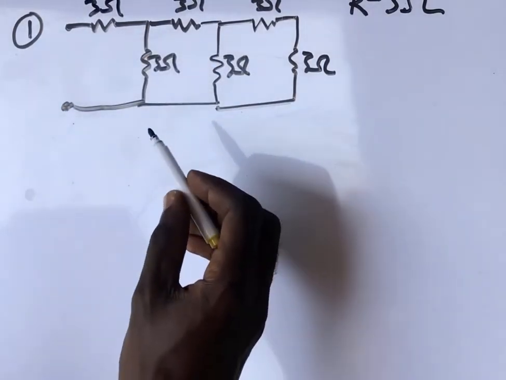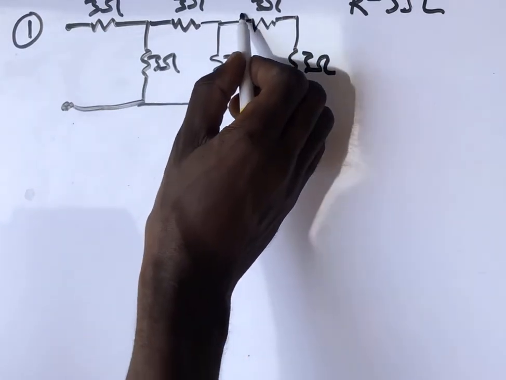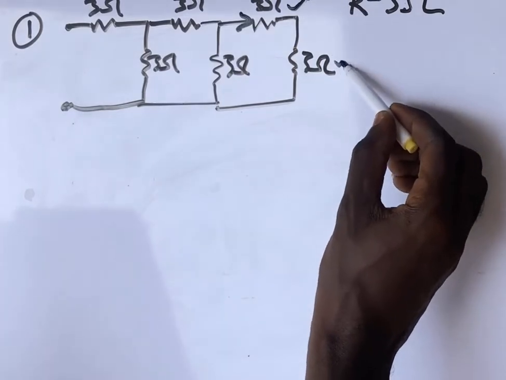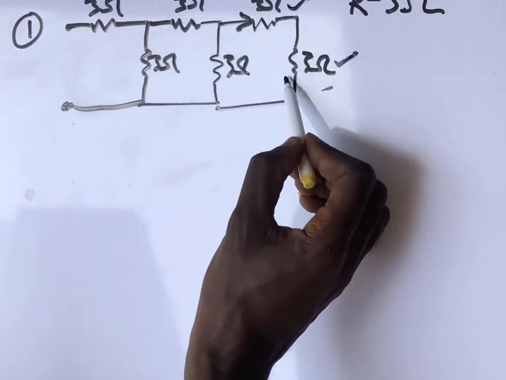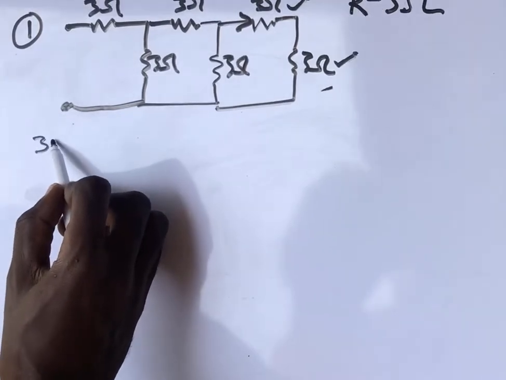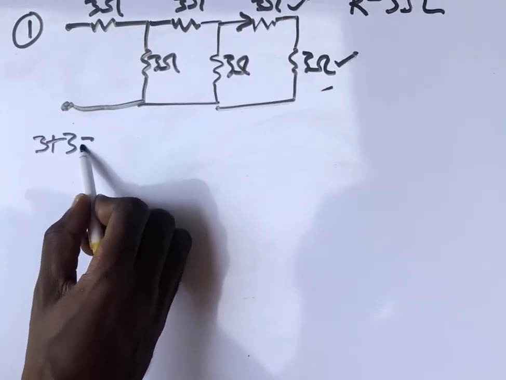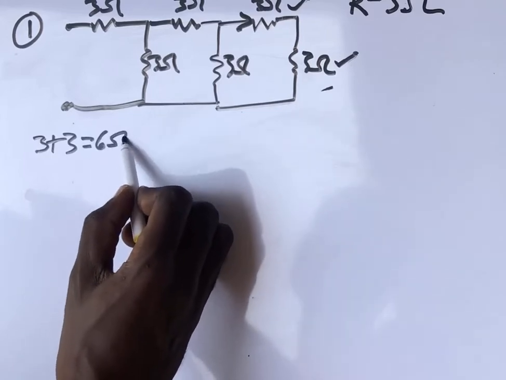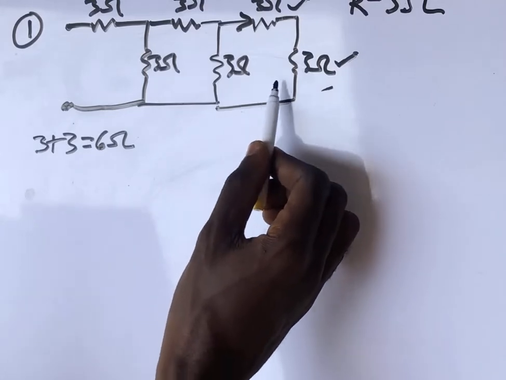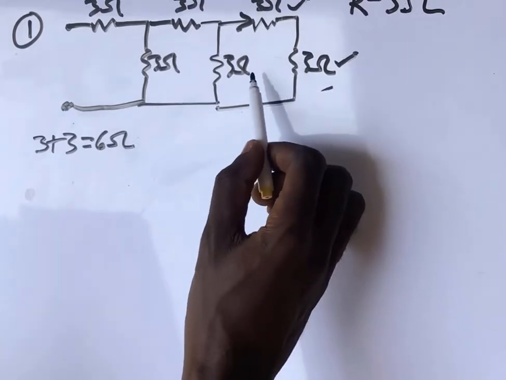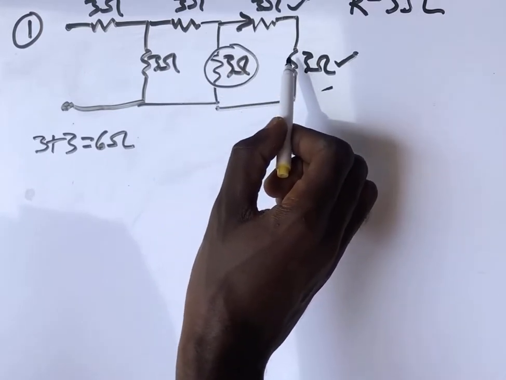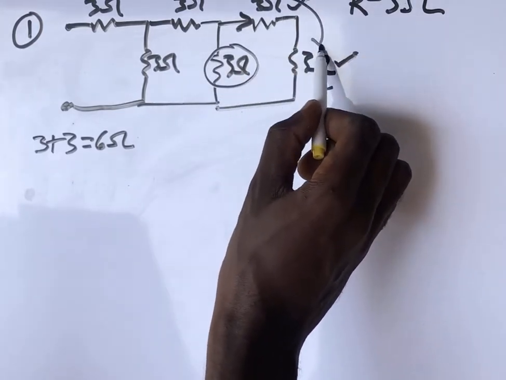You will notice that this 3 ohm is in series with this one, because the same current will pass through. So we have 3 plus 3, and that will give us 6 ohm. Now this part is gone. After getting the 6 ohm, we will notice that this resistor will be in parallel with that 6 ohm.